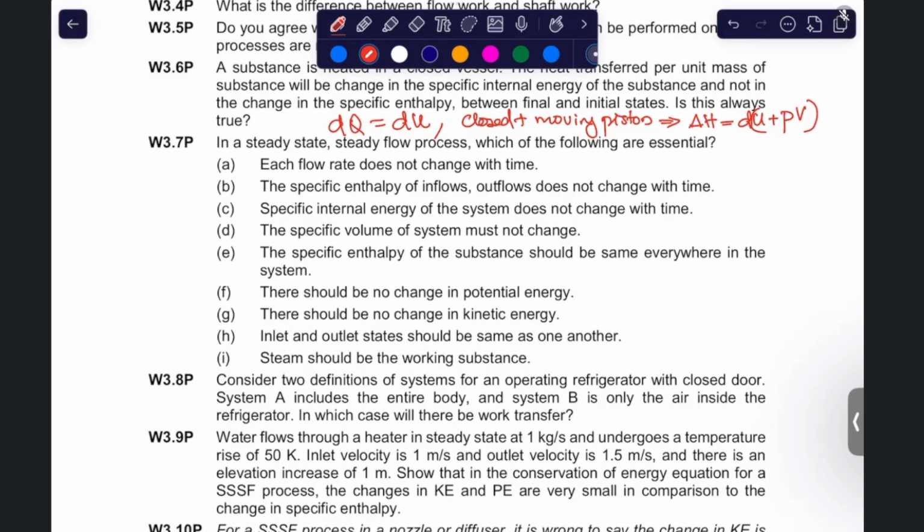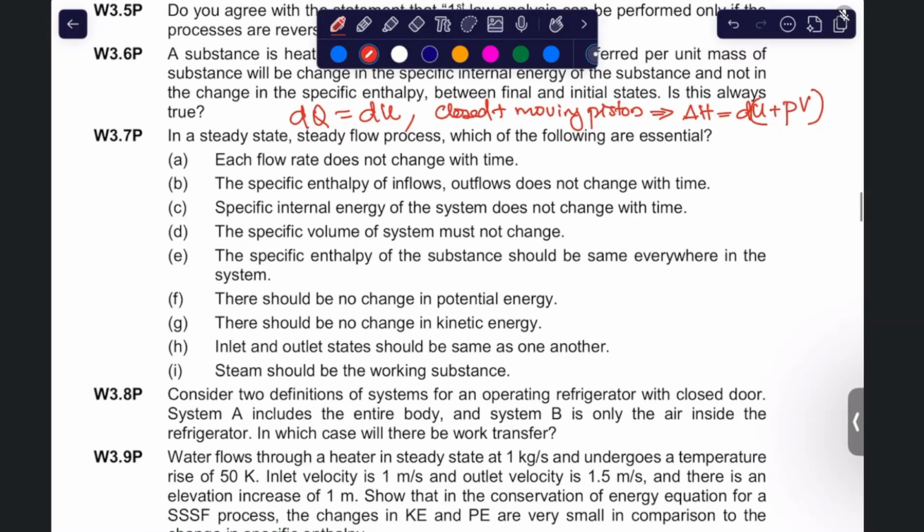So, each flow rate does not change with time. Mass flow rates at each inlet and outlet remain constant with time. So that should be there. For a steady state process, we need a steady mass flow rate at the inlet and outlet also. So each flow rate does not change with time is essential. This holds. This is required.